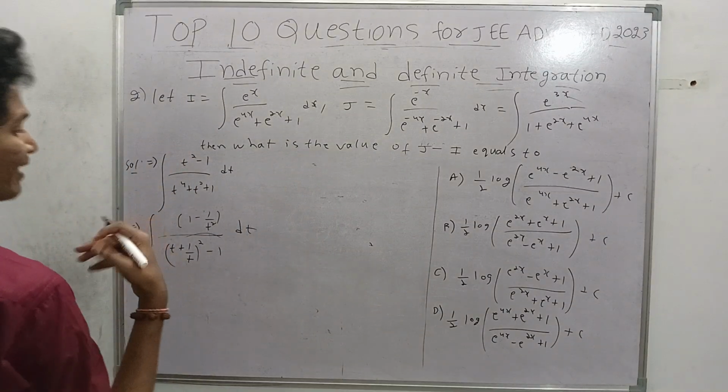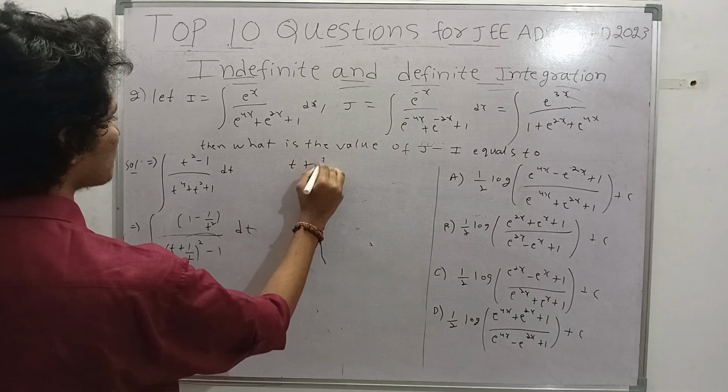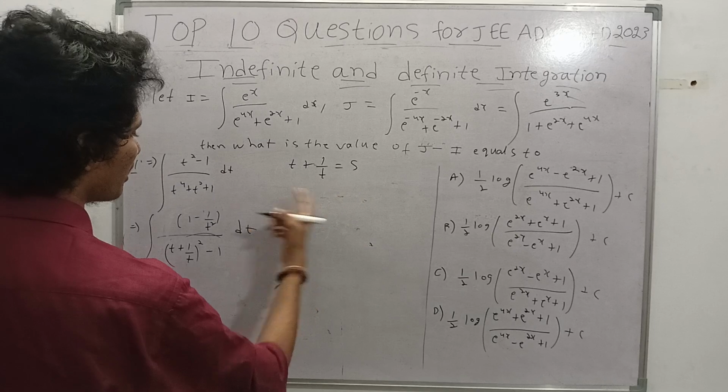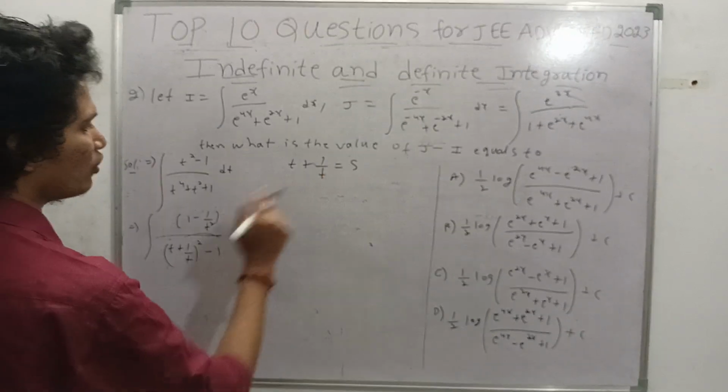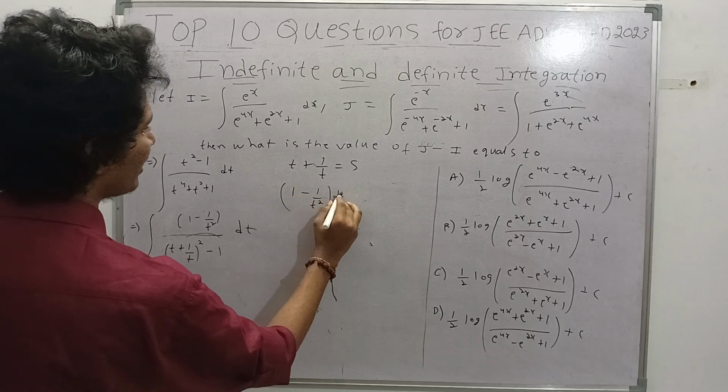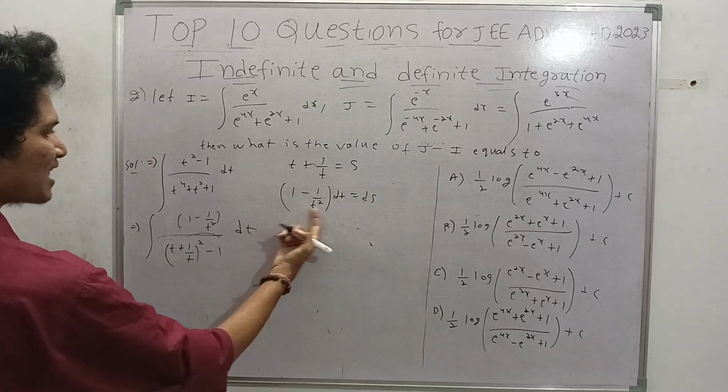Because now I am taking another assumption: t plus 1 by t equal to s. What is that differentiation? I have to change the sign. That is dt I have to change into ds. So it will be 1 minus 1 by t square into dt equal to ds.